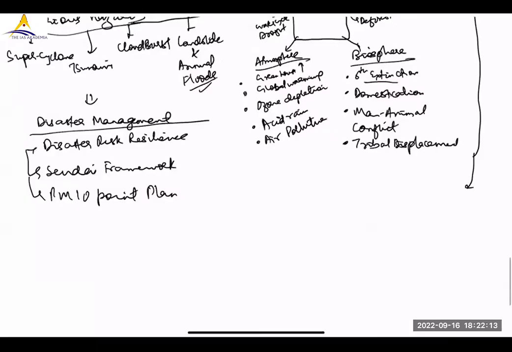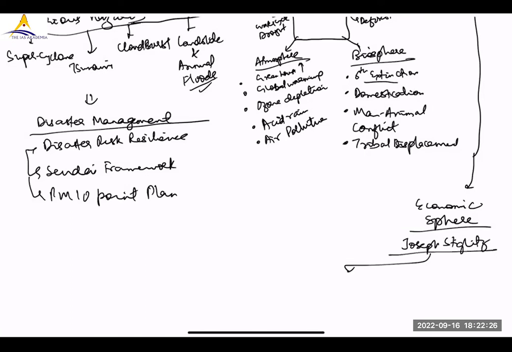Thank you. How will you write from the economic sphere? So if you remember, Joseph Stiglitz has given fourfold capital. What are the fourfold capitals? Human. Yes, natural capital, material capital, human capital, and social capital.